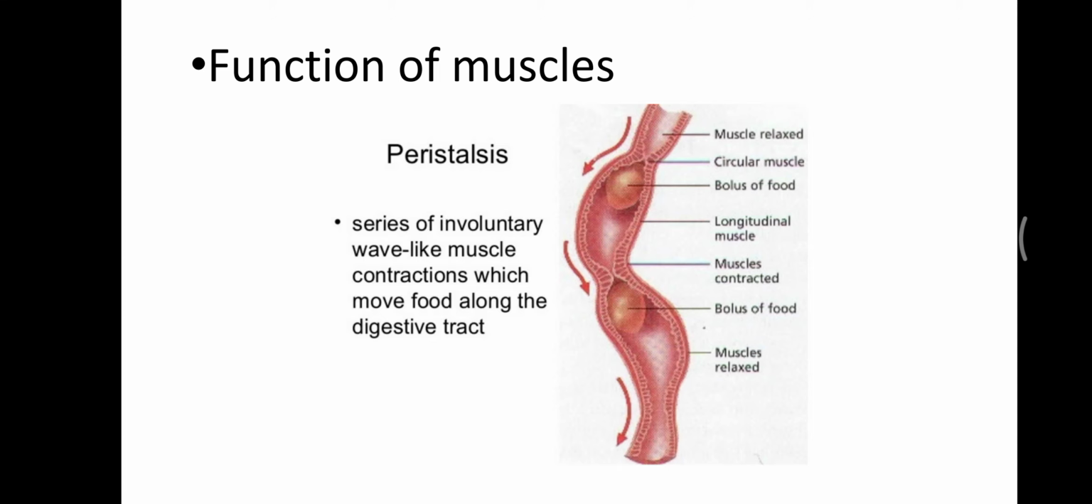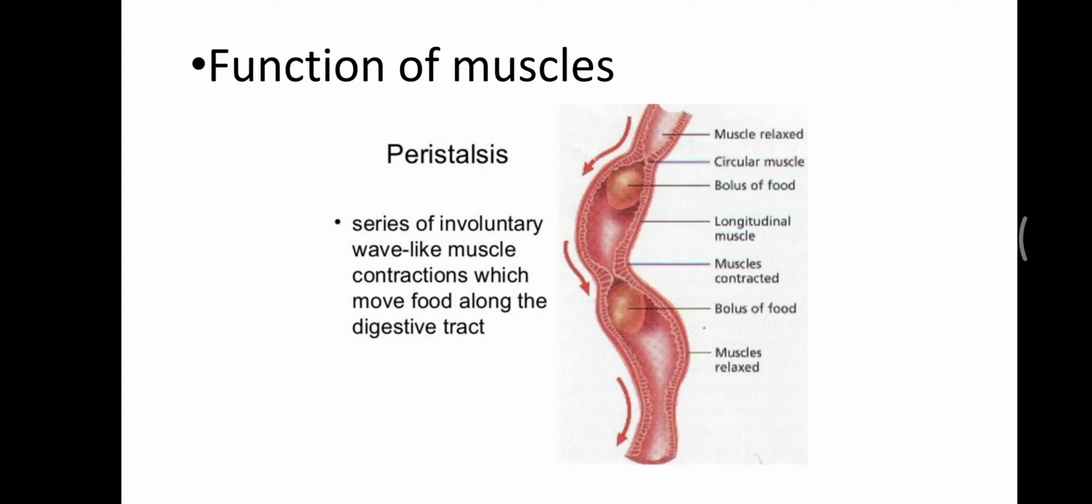If we talk about the function of these muscles, then the two sets of muscles work in such a way that when one contracts, the other relaxes. So here you can observe one muscle is in relaxed form, the other one is in contracted form. So a series of involuntary wave-like muscle contractions will move food along the digestive tract.